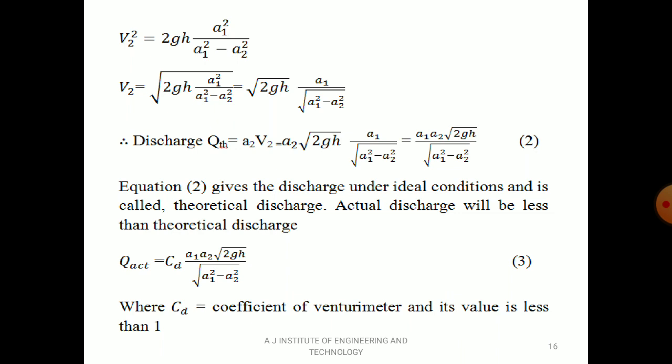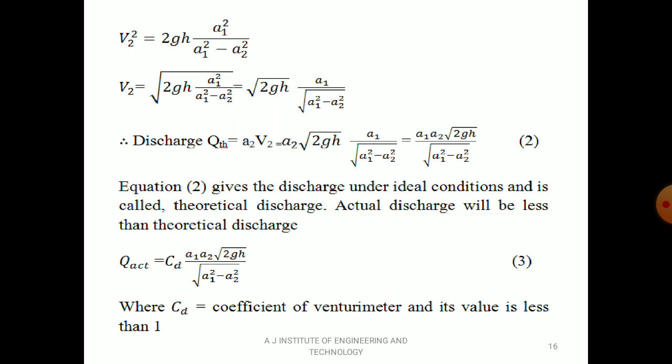Now therefore discharge Q. We got the value of V2, we know A2, so we can calculate discharge Q equal to A2 V2. So V2 value is square root of 2gh into A1 divided by square root of A1 square minus A2 square. So Q theoretical equals A2 V2 equals A2 into square root of 2gh into A1 divided by square root of A1 square minus A2 square. So that is equal to, upon rearrangement, A1 A2 into square root of 2gh divided by square root of A1 square minus A2 square. Take it as expression 2.